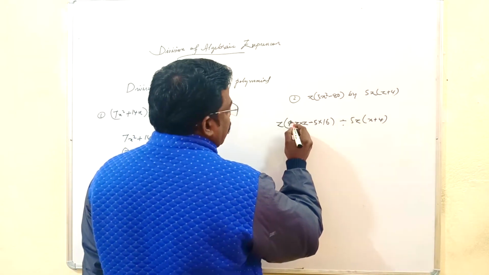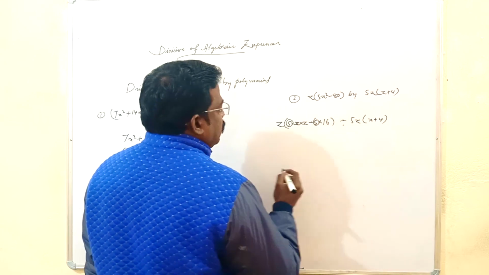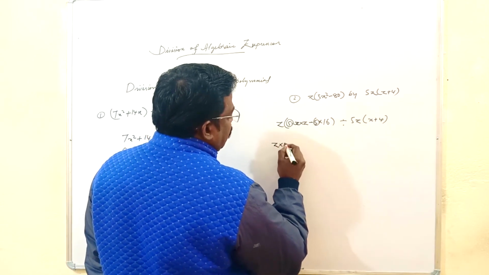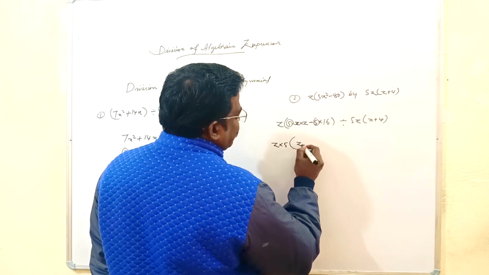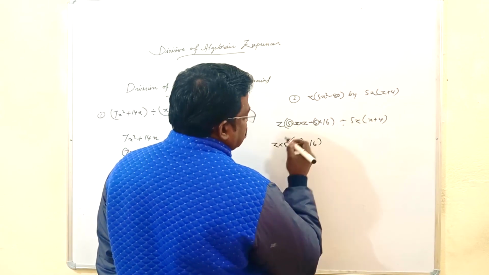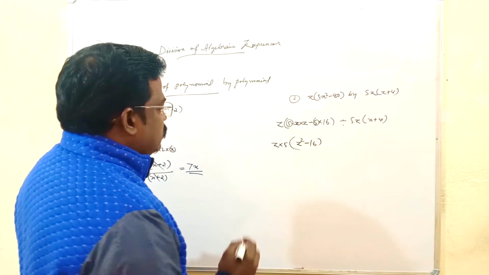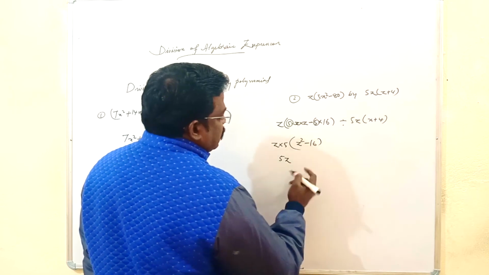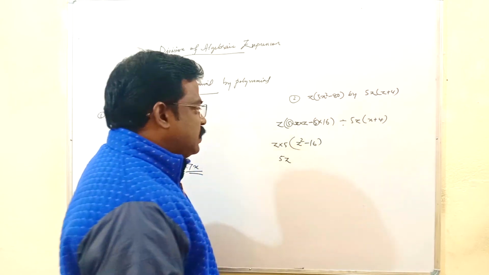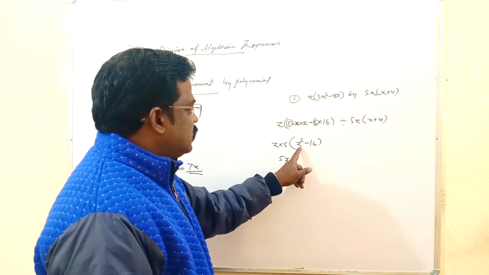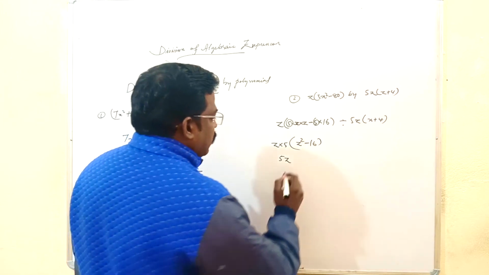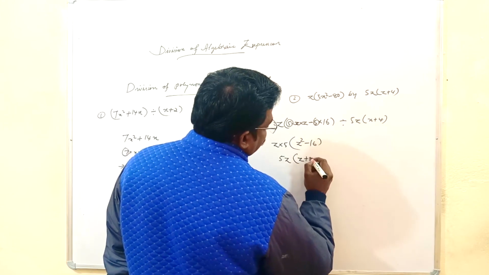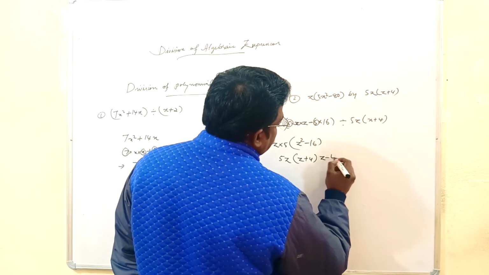So here 5 is common. Okay. So here this also, z into 5 can be taken outside the bracket. z into z square minus 16 we got. Okay. So 5 into z we will get 5z. This can be written as a square minus b square. z square minus 16, z square minus 4 square. Okay, so that is why z plus 4 into z minus 4.